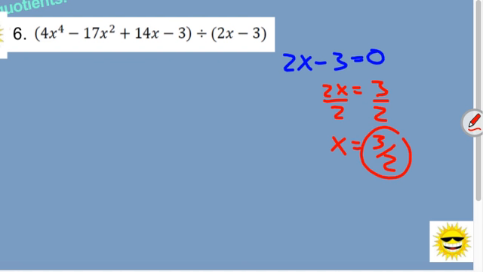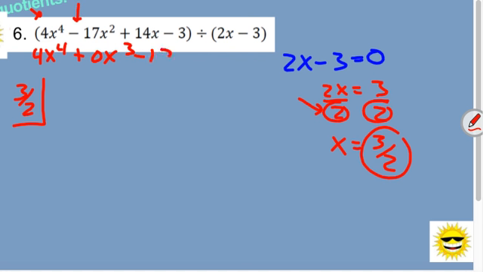Now remember, we had to divide by 2 here. So when we get to our answer, we're going to have to divide our answer by 2. Not the remainder, but just the answer. So 3/2 in our little box here. Oh, I didn't even check this. 4x to the 4th plus 0x cubed. There's no x cubed term here. Minus 17x squared plus 14x minus 3.